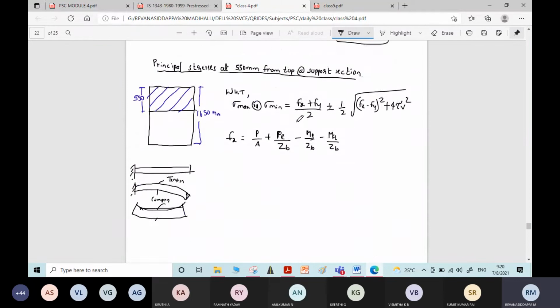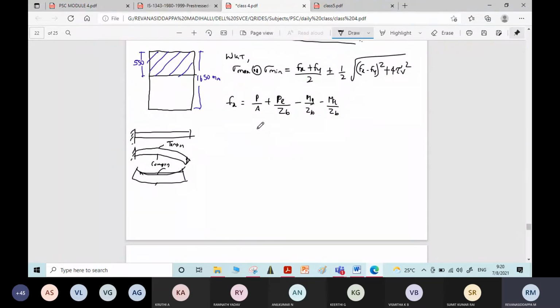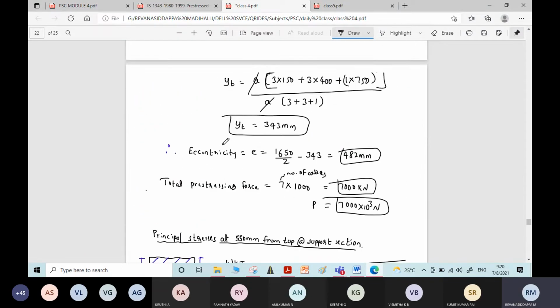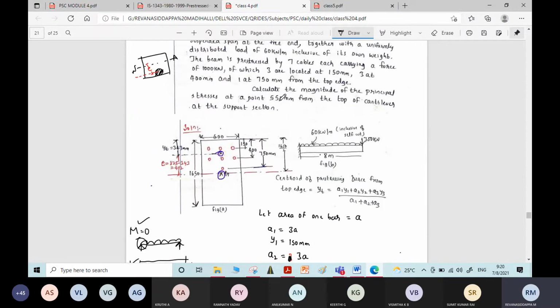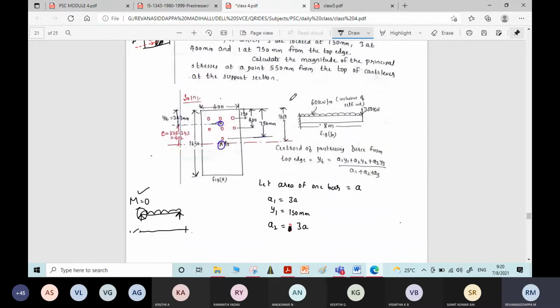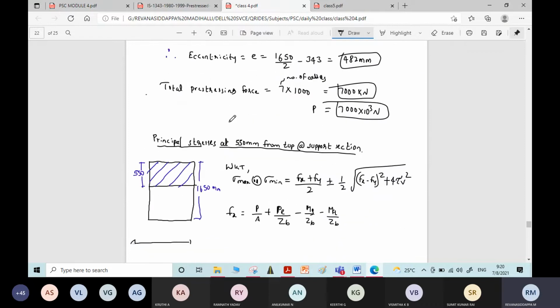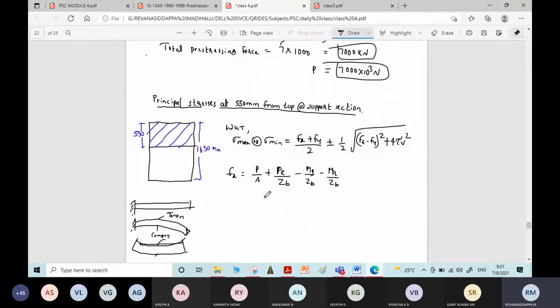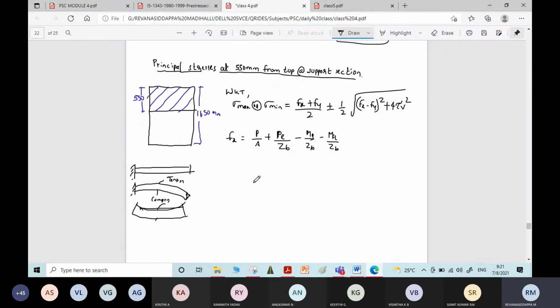Now we will find all these parameters and we will substitute. One more thing: it is asked to calculate the magnitude of principal stresses at a point 550 mm from the top. Whatever parameters we are finding, we need to find with respect to the depth of 550 mm only.